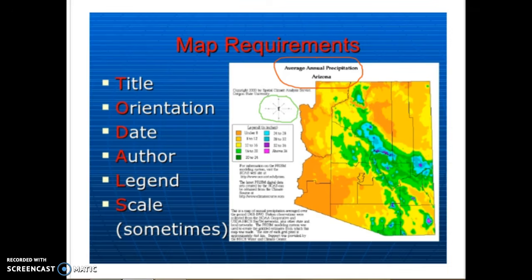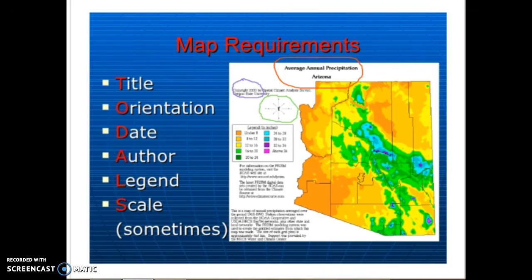D stands for date, so we know when the map was made. It can be helpful for us to figure out whether the map is useful or what time period we are looking at. A lot of times the date of the map can be found in the legend or the key of the map. Other times there will be something that may say copyright of, and here it says copyright 2000. So we know that this map is from 2000.